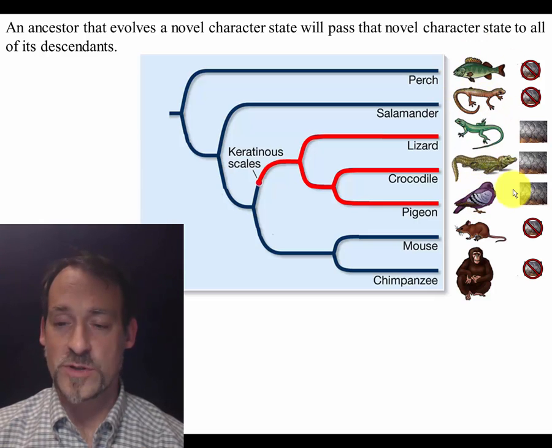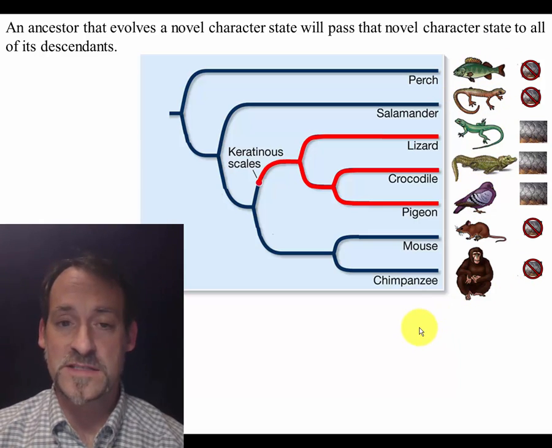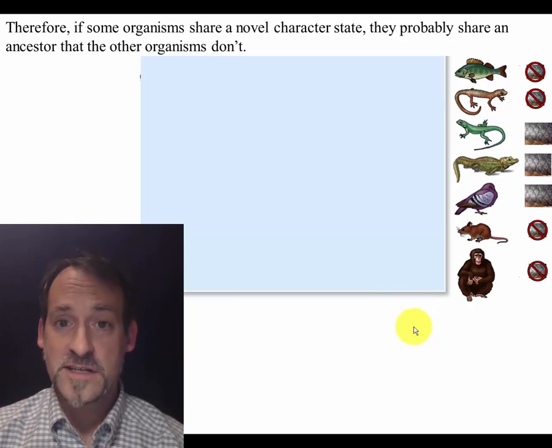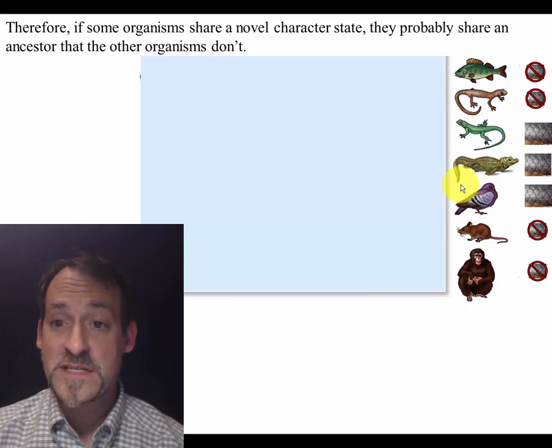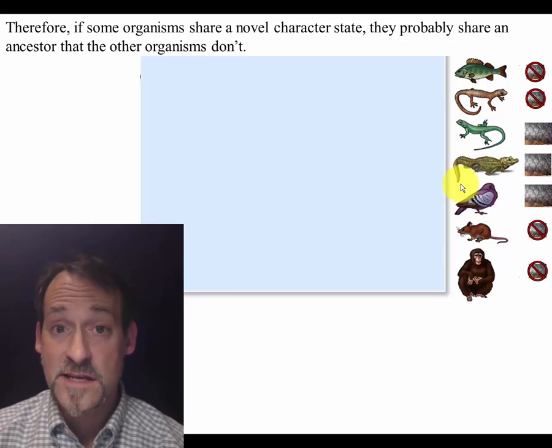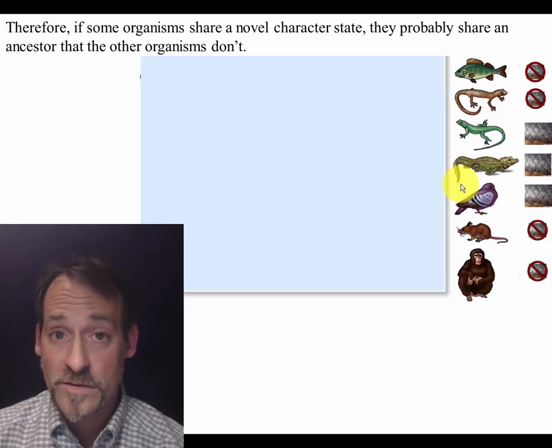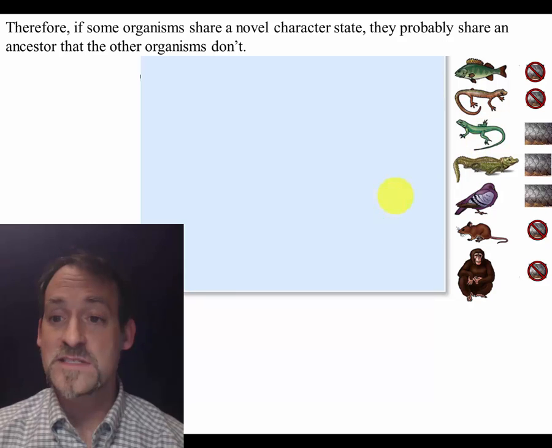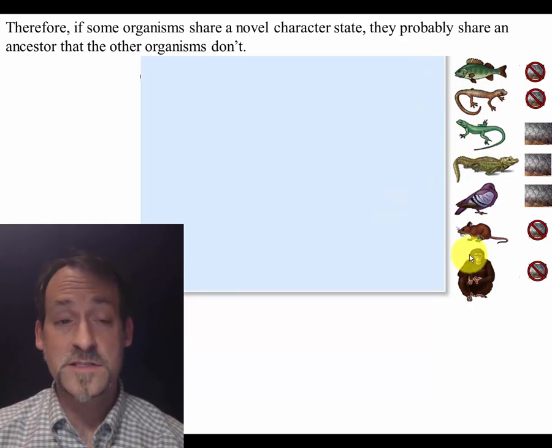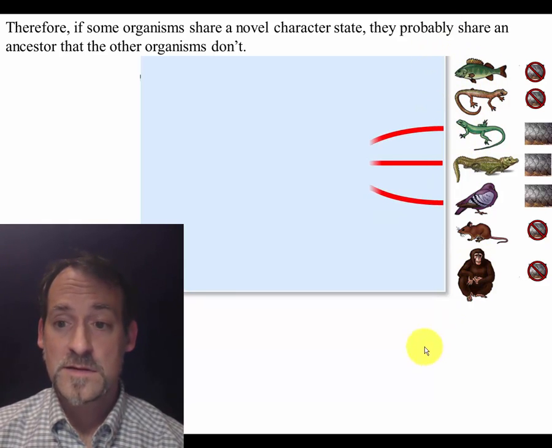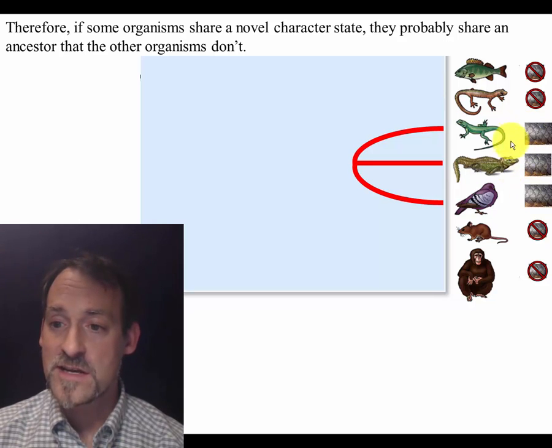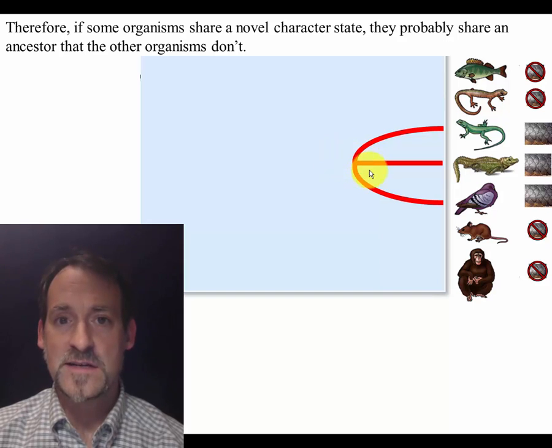we don't see it in the perch or salamander or in the mouse or the chimpanzee, the logic is that these 3 species probably share an ancestor that first evolved keratinous scales, and that's an ancestor that is not shared by these other species. So the presence of keratinous scales in these 3 suggests that somewhere back in the past, they have a common ancestor that split away before any of these other lineages.